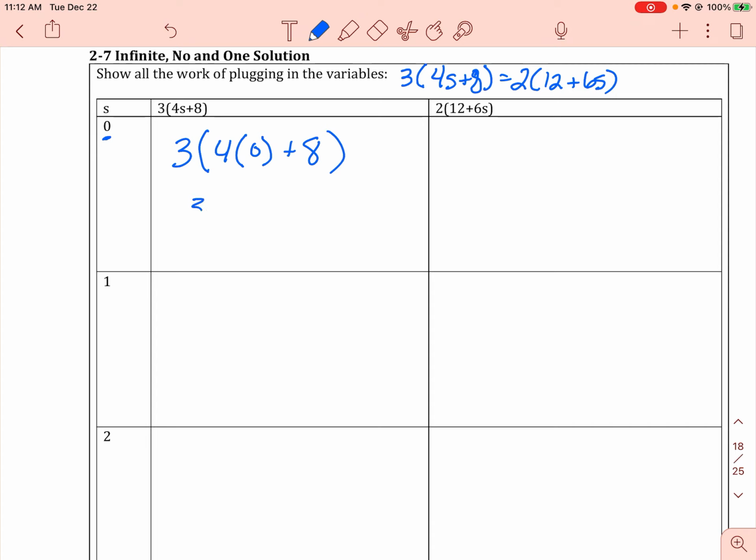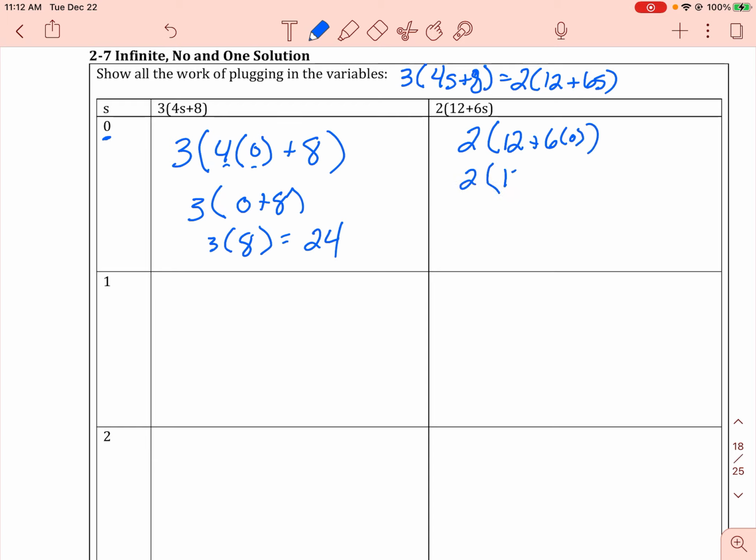Now I need to simplify this. 4 times 0 is 0. 0 plus 8 is 8. And 8 times 3 equals 24. And I do the same thing over here. So now I simplify where 6 times 0 is 0. 12 plus 0 is 12. 2 times 12 is 24. And see how on both sides of my equal sign, I get the exact same number.